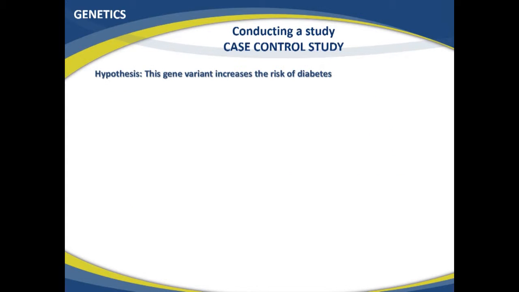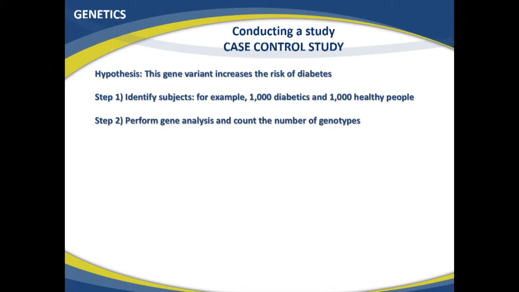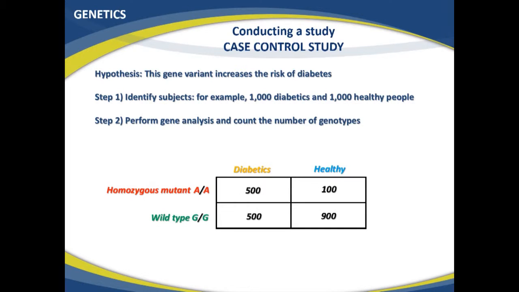And in this case, scientists perform case control studies. And they start with a hypothesis. The hypothesis is this gene variant increases the risk of diabetes. So step one is to identify subjects. And it would be very good to have a large number. So you use 1,000 diabetics and 1,000 healthy people, for example. The next step is perform gene analysis and count the number of genotypes. This is what it would look like.